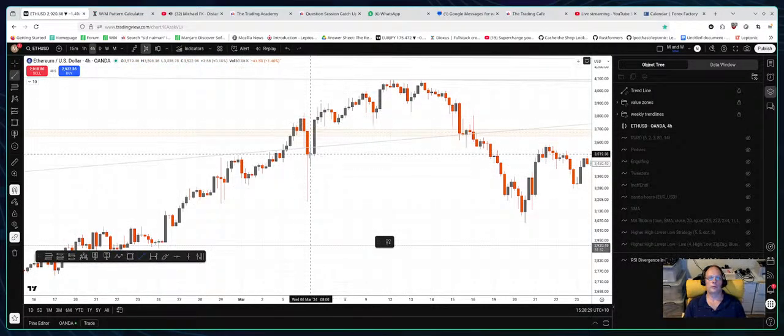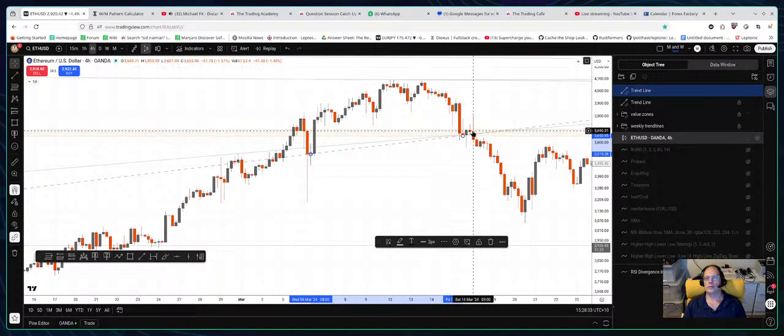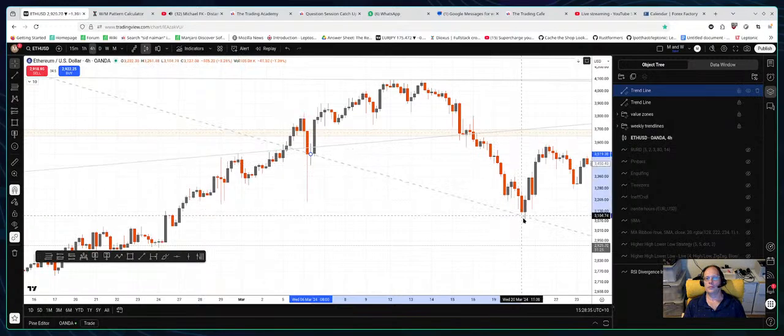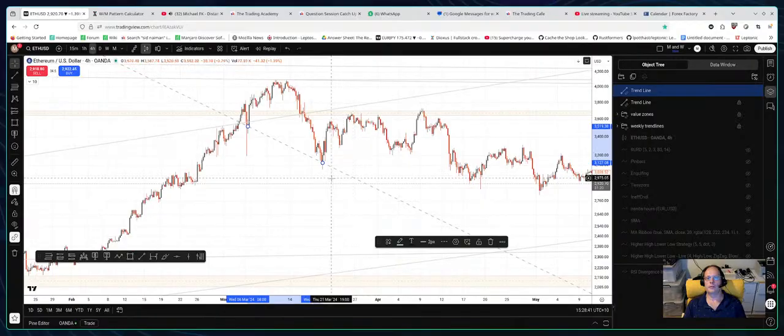Where are we going to go from here? That's the shoulder. Where's the other shoulder? Is it that tiny thing there? Or is it this? Well, then it never reached. That's too big.